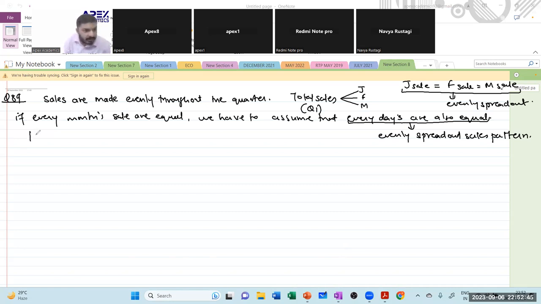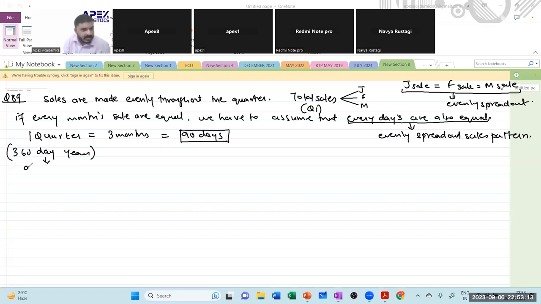Now, one quarter is equal to 3 months, which is assumed to be 90 days in any working capital calculations. Here people may ask a doubt. January has 31 days, February has 28 days, March has 31 days. No, you will assume evenly a 360-day year. Where you assume a 360-day year, automatically all months are 30-day months. This is an important aspect for you to keep in mind.